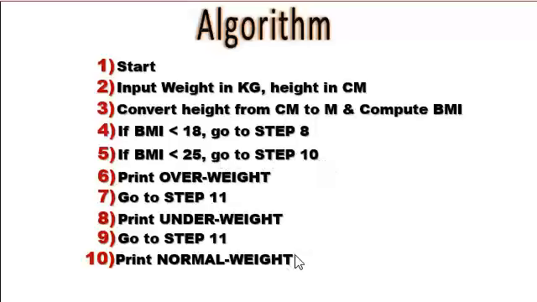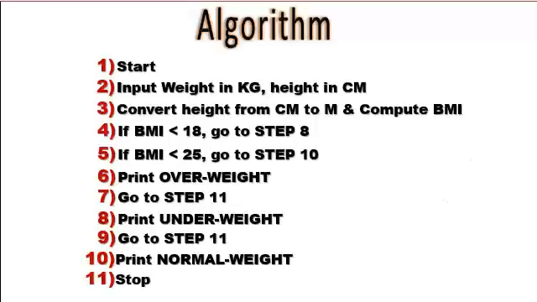It will directly jump to step 10, which prints normal weight. Then of course it will go to stop. In case of overweight condition, it will print overweight and go to stop. If it is underweight, it will print underweight and go to stop. If it is normal weight, it will come to step 10 and stop. You just have to translate the flowchart into statements here. So that's what is called the algorithm.